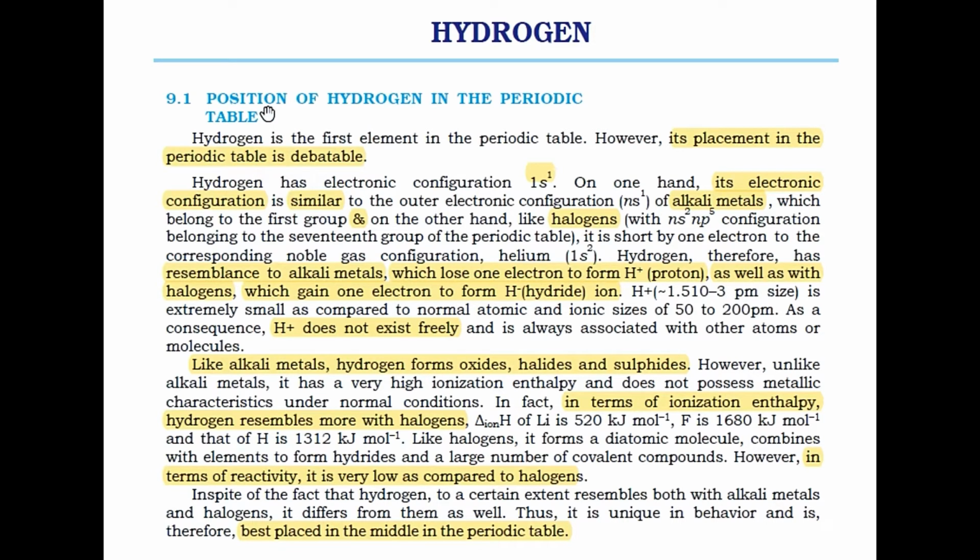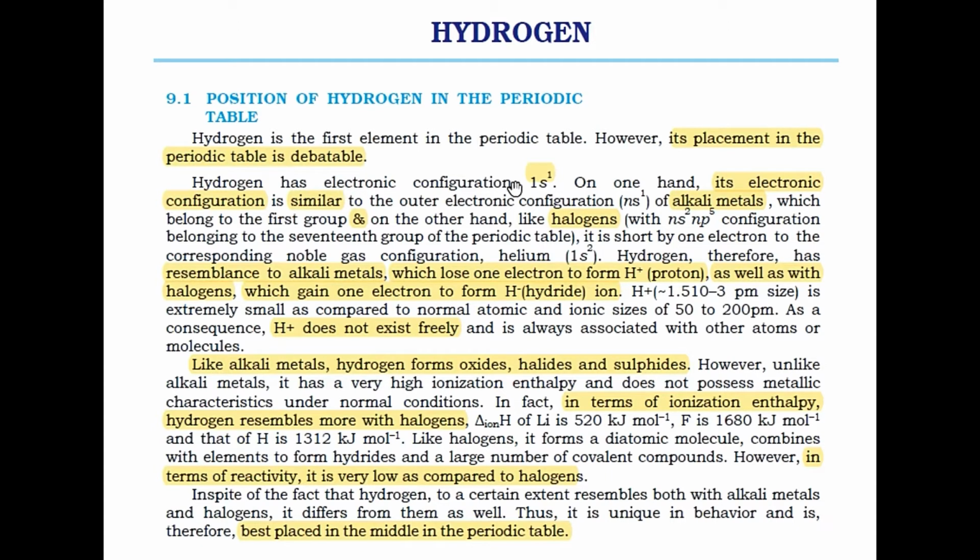So first we are going to discuss about position of hydrogen in the periodic table. We know that hydrogen is the first element in the periodic table. However, its placement in the periodic table is debatable. If you recollect, hydrogen with the electronic configuration 1s1 should be placed in group 1, but it is not placed in group 1, it is actually placed in the middle of the periodic table. Also, there is a resemblance of hydrogen with the halogens, which is group 17 of the periodic table. So let's discuss about this in detail.